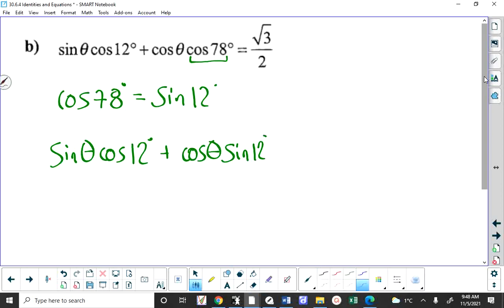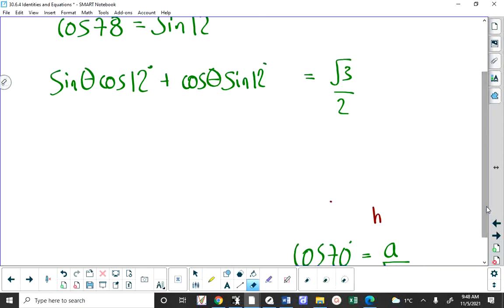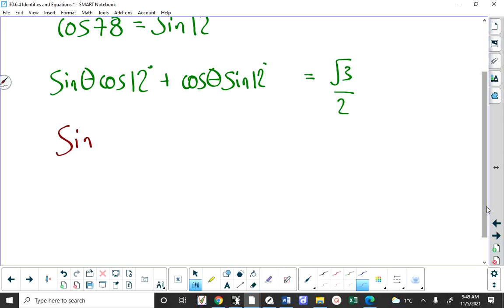This is equal to root 3 over 2. Now there's one other thing that is new to you here that I wouldn't have thought to ask, but I could see this on a diploma exam. When we put these together, we get sine of theta plus 12 equals root 3 over 2.